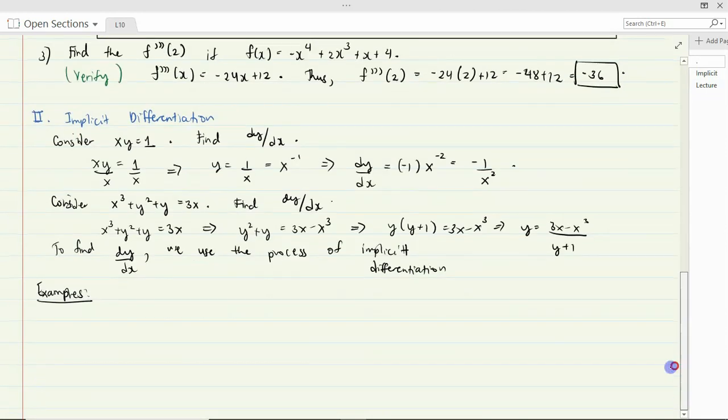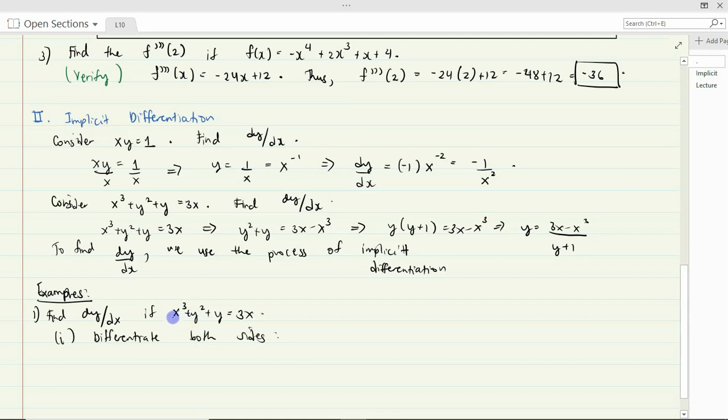Okay? Kanina, ito yung i-consider natin. So, find dy dx if x cubed plus y squared plus y equals 3x. Alright, anong sabi ng first step? Sabi ni first step, differentiate both sides. Okay, so dito tayo sa kaliwa. Differentiate natin with respect to x.